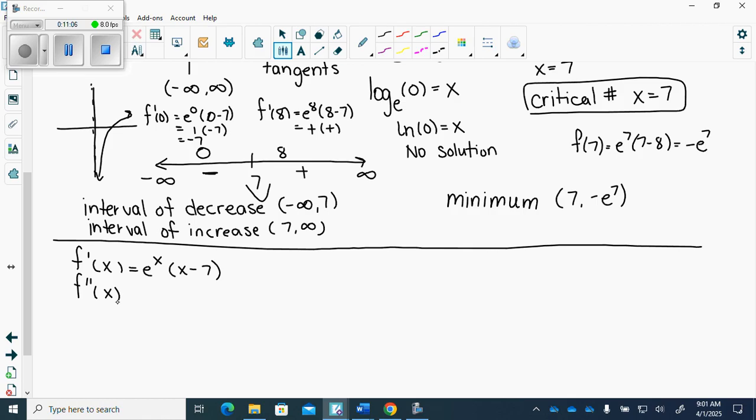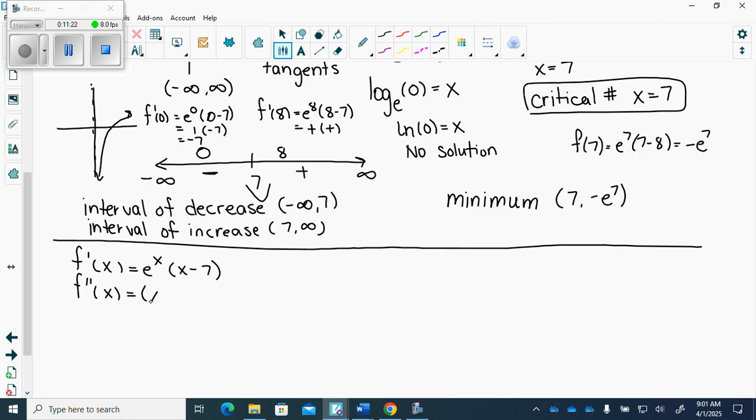Now, some people think they have to find all that other information. If I just ask you for concavity, do you need anything to do with increase, decrease, max, mins, or anything like that? No, you find the first derivative, you use that, find the second derivative, and then answer questions. So it's not like it's asked every single time.